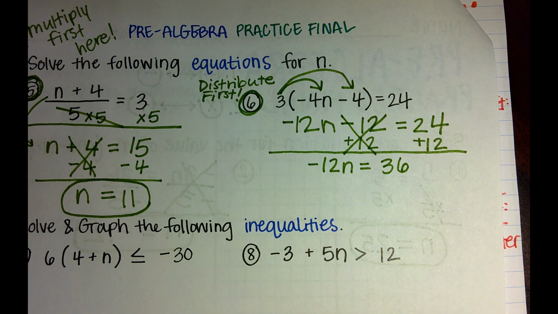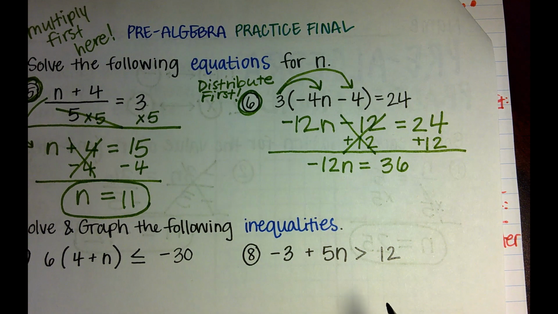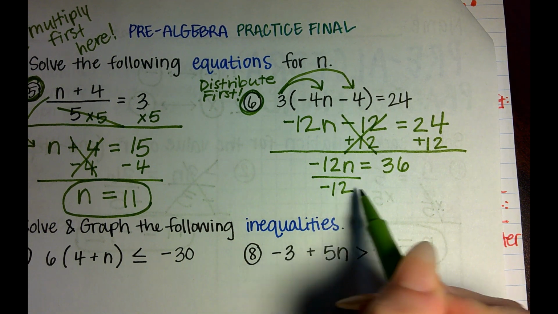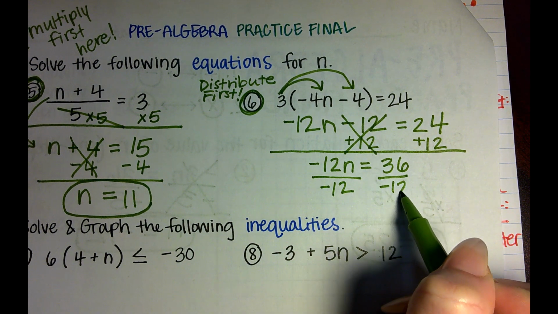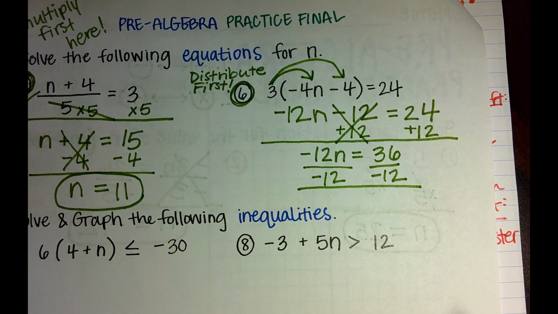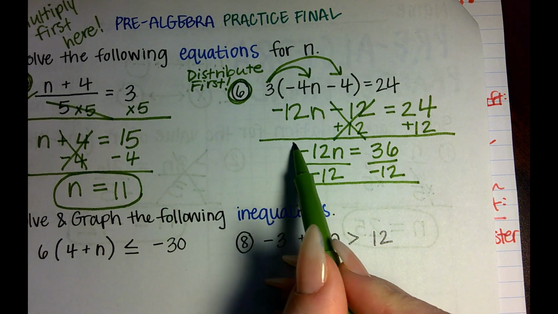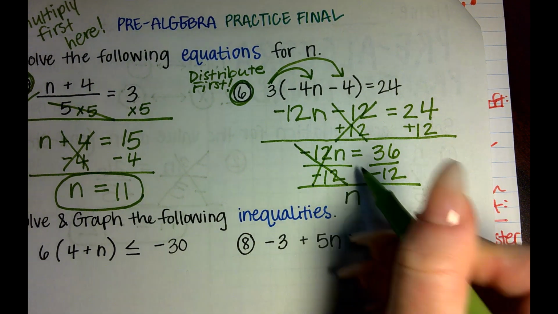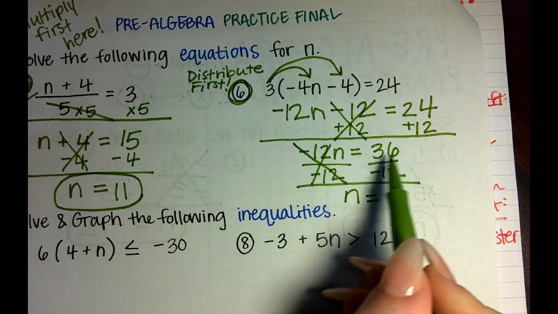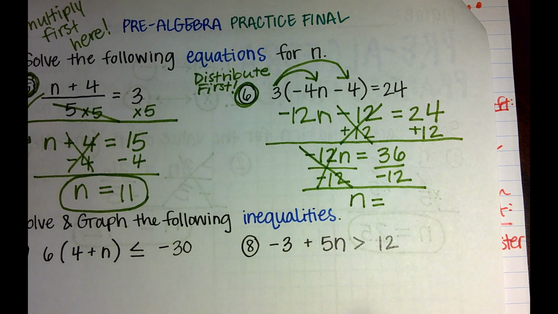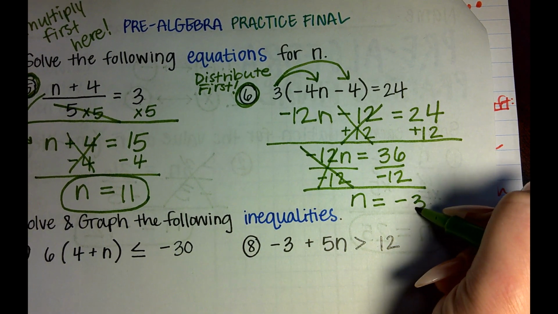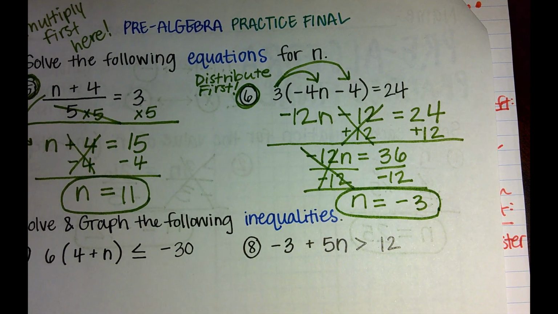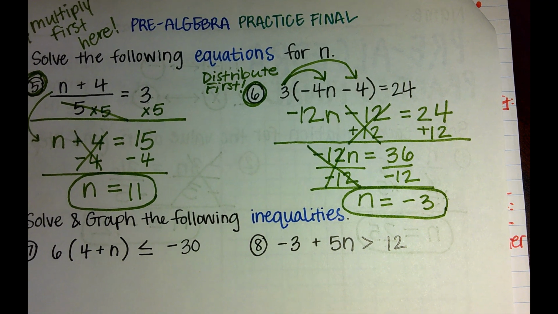And there's one last step here. Divide. Good. Divide by negative 12 on both sides. And what happens? Your 12s cancel. My 12s cancel, leaving me with n equals, yes, 36 divided by negative 12 is negative 3. There we go. So that's one way to solve number 6.